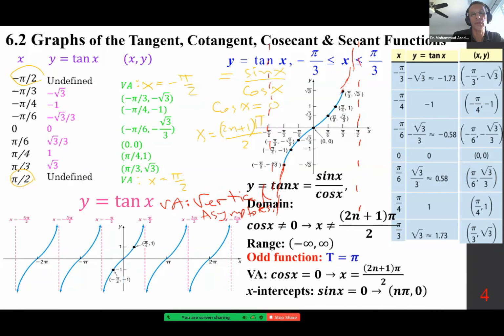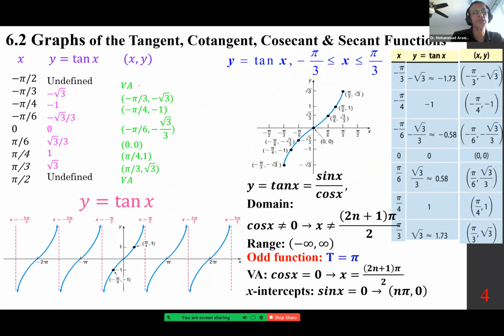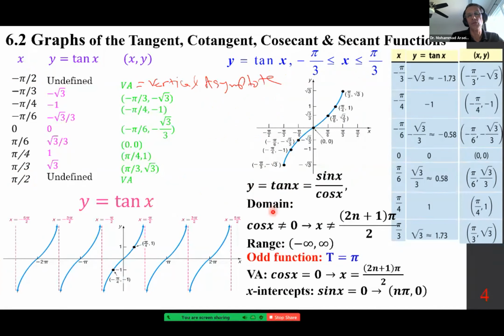I'm going to write actually next to this. So y is sine over cosine. Domain would be all real numbers except when cosine is 0. And cosine becomes 0 when it's odd multiple. 2n plus 1 means odd multiples of pi over 2. For example, at pi over 2 or 3 pi over 2, and so on and so on. Range, there is no restriction, all real numbers.